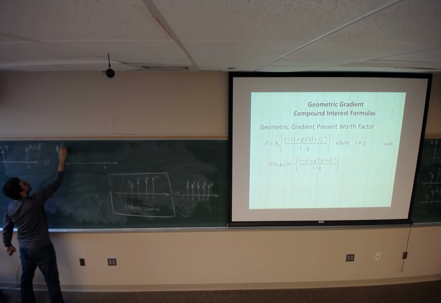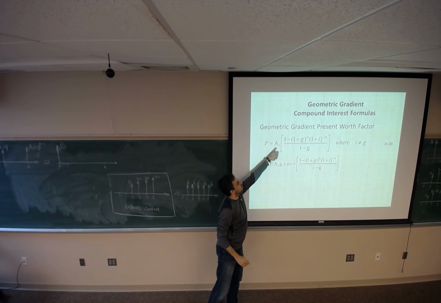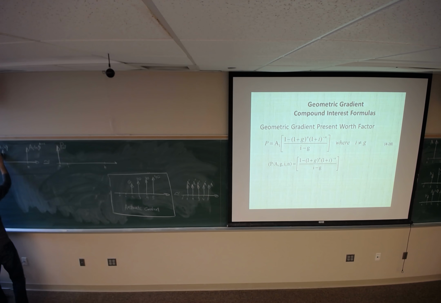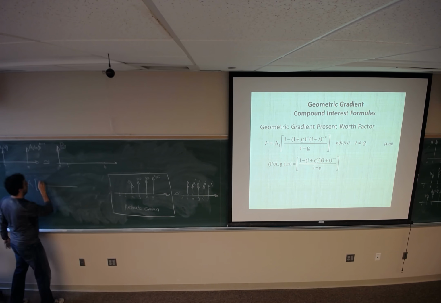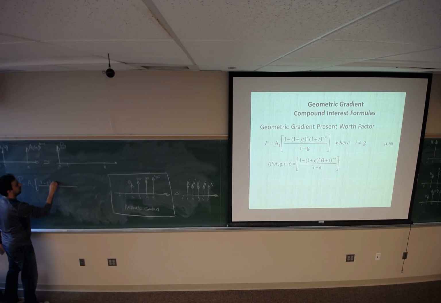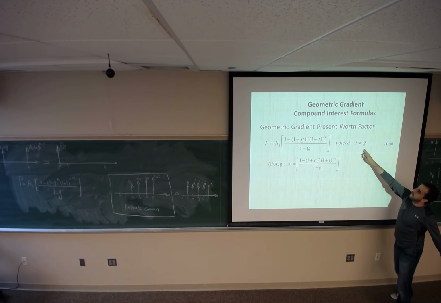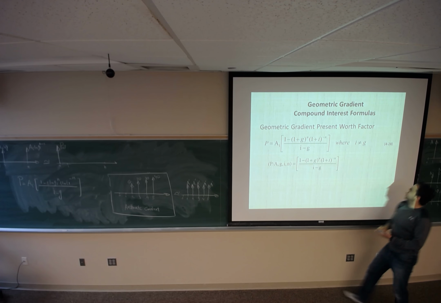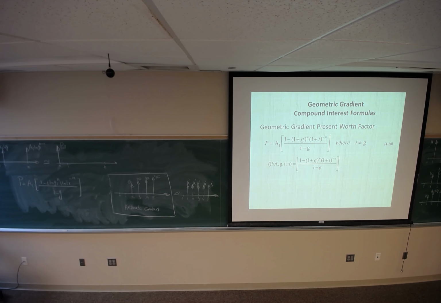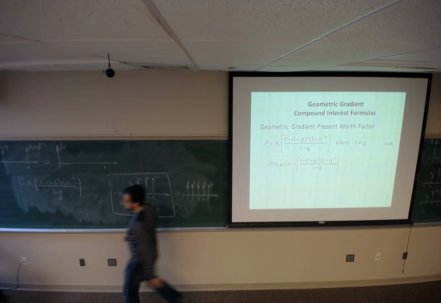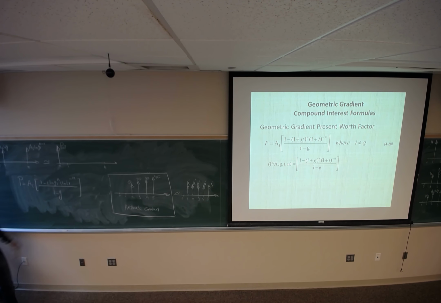If I want to know the present value of this, what I need to do is multiply this A or A1 by this factor: 1 minus (1 plus G) to the power n times (1 plus I) to the power negative n, divided by I minus G. As you see, G is the growth rate, at which the payment is going to increase, and I is the time value of money, or the interest rate that you are going to use in your calculation.